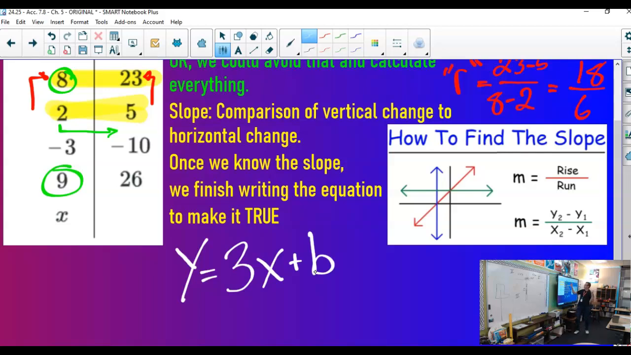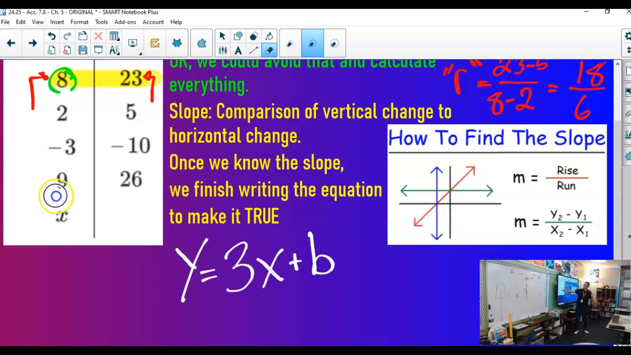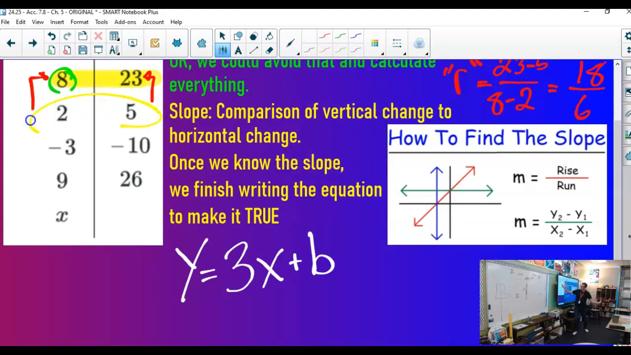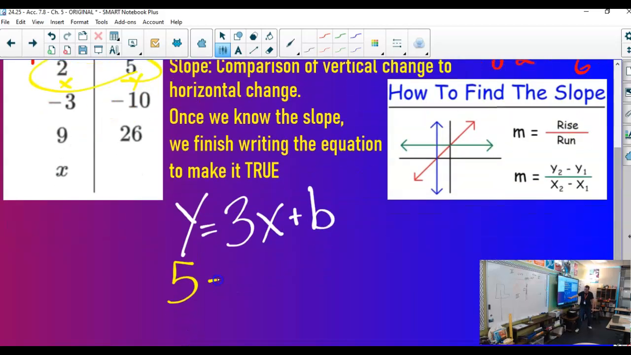Say more. Let's use 2, 5 because it's smaller numbers. But say, like, what do you mean? I know, and I'm stressing you out. But what is the 2? There was the x. What's the 5? Y. So y is 5. X is 2.